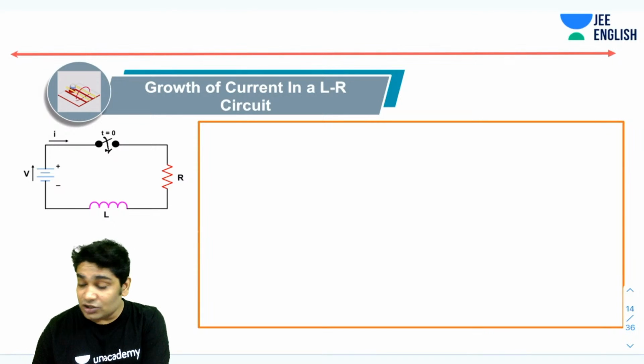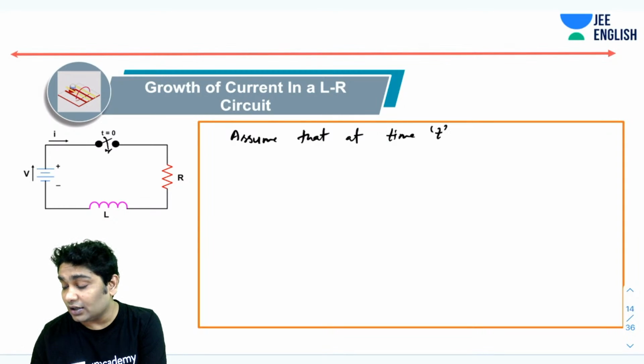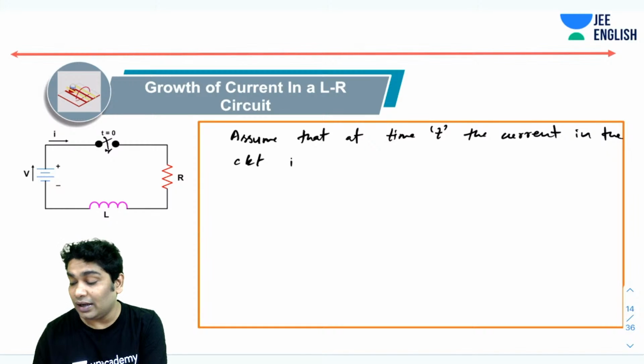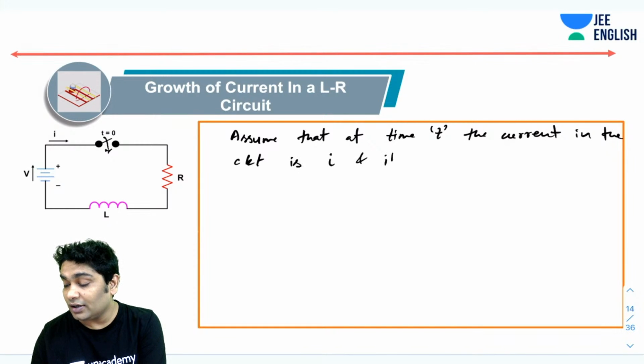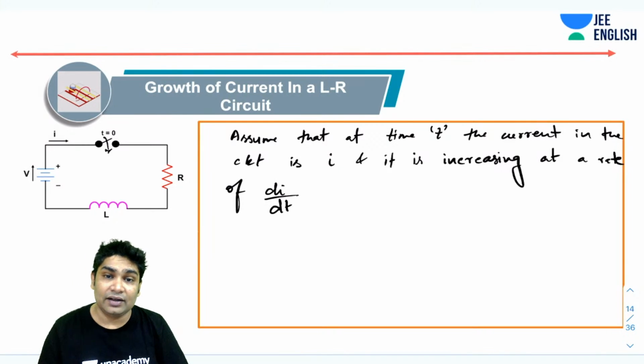Let's see. We will assume that at time t, the current in the circuit has become I, some I, and it is increasing at a rate of di by dt at this instant. So at this instant, it is increasing at a rate of di by dt.